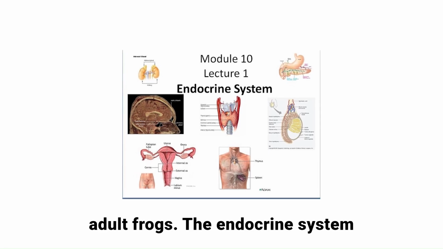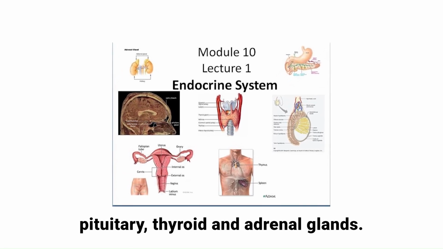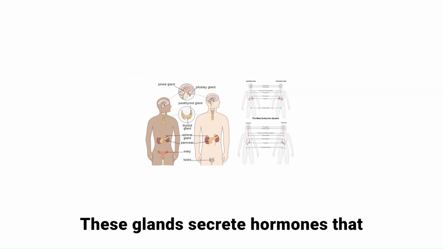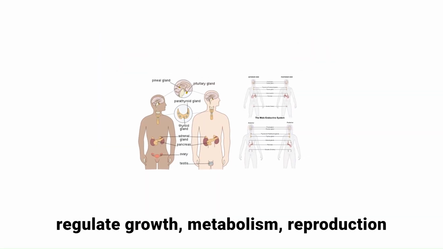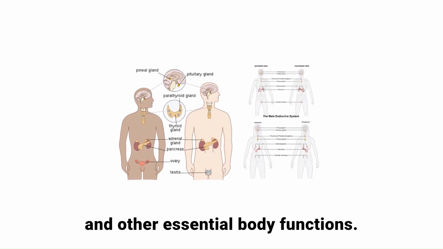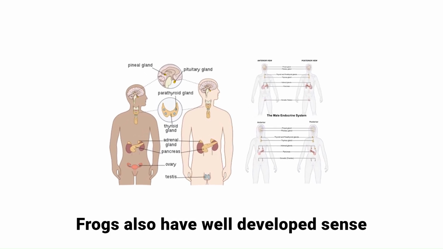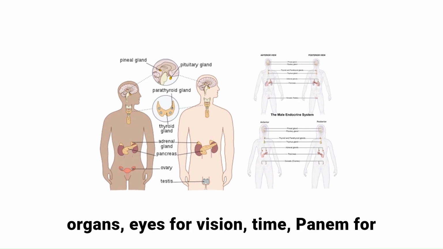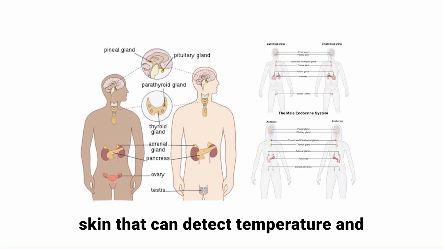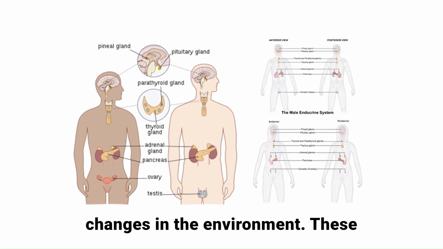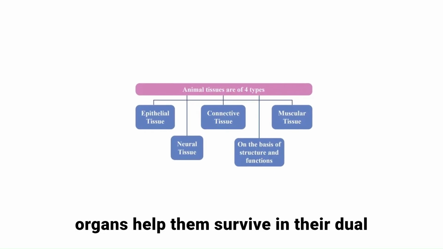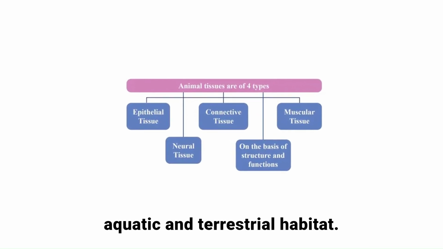The endocrine system in frogs consists of glands like the pituitary, thyroid, and adrenal glands. These glands secrete hormones that regulate growth, metabolism, reproduction, and other essential body functions. Frogs also have well-developed sense organs: eyes for vision, tympanum for hearing, olfactory organs for smell, and skin that can detect temperature and changes in the environment. These organs help them survive in their dual aquatic and terrestrial habitat.